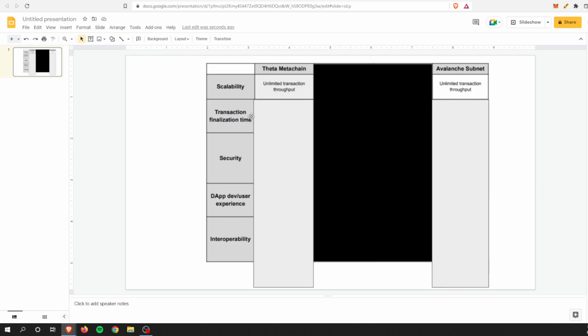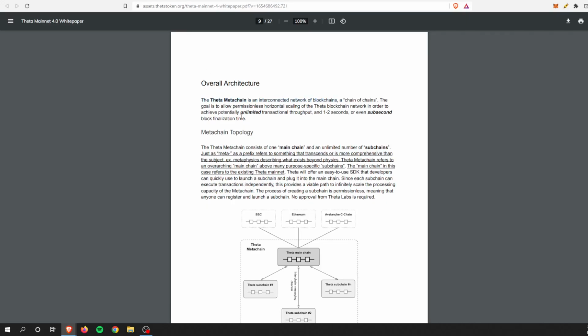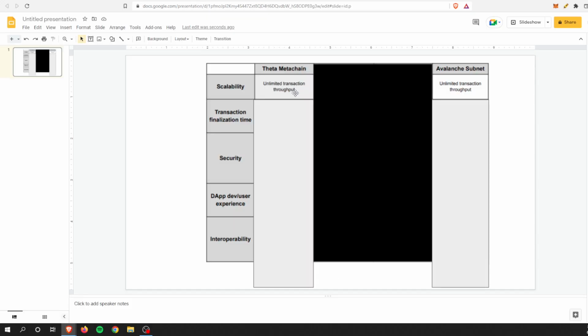And then the Theta Metachain, if you've watched my previous videos, you are very familiar with the Theta side, but if this is your first time, it also has unlimited transactional throughput, which is really good to see. So in order to achieve potentially unlimited transactional throughput, the Theta Metachain is an interconnected network of blockchains. So it's a chain of chains. Once again, it is permissionless and it scales horizontally. So that is how it enables this unlimited throughput. Very good tech. Good to see for both sides, both Avalanche and Theta.